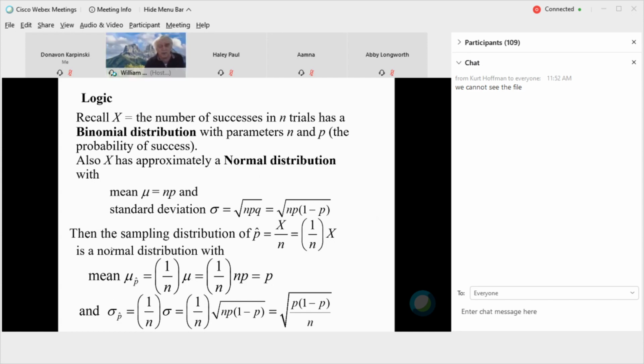So its mean will be 1 over n times the mean of X, which is n times p. 1 over n times np is equal to p. The standard deviation of p hat is 1 over n times sigma, 1 over n times the square root of n times p times 1 minus p, which gives the square root of p times 1 minus p over n.